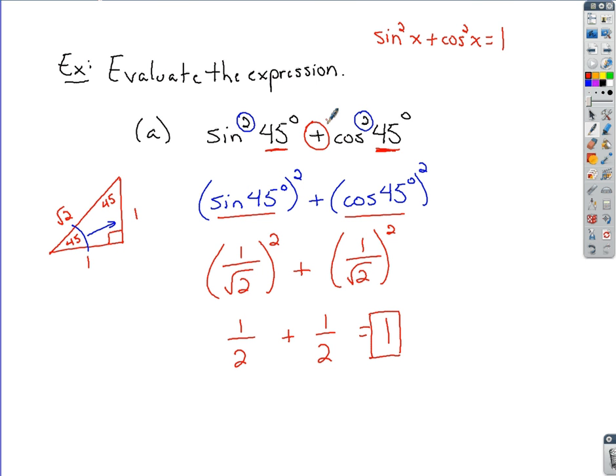Let's try another one of those. Let's take tangent squared. And let's take the tangent squared of 60 degrees. Let's add 1 onto that.